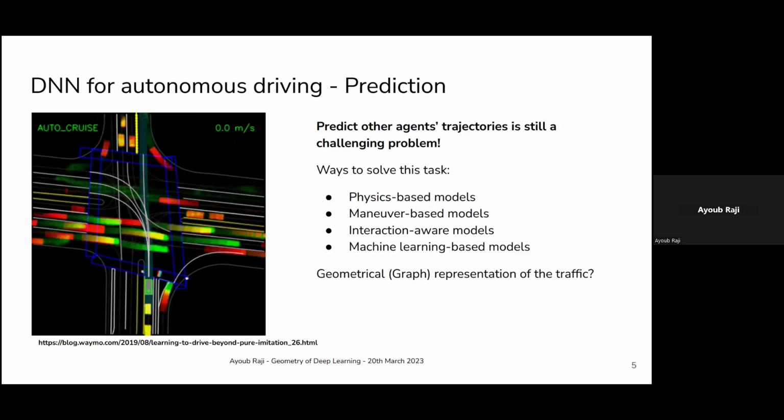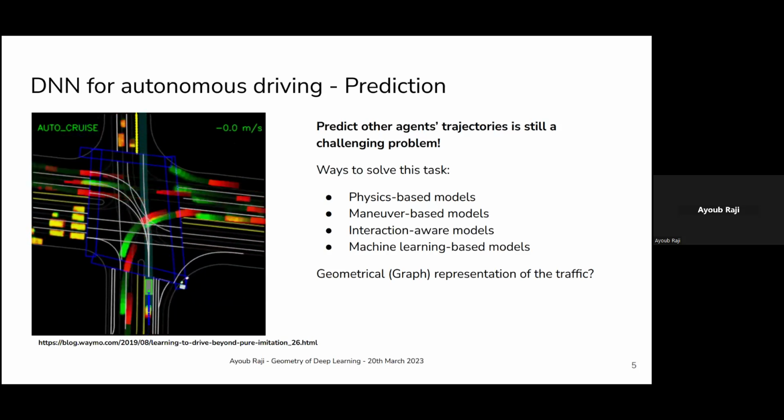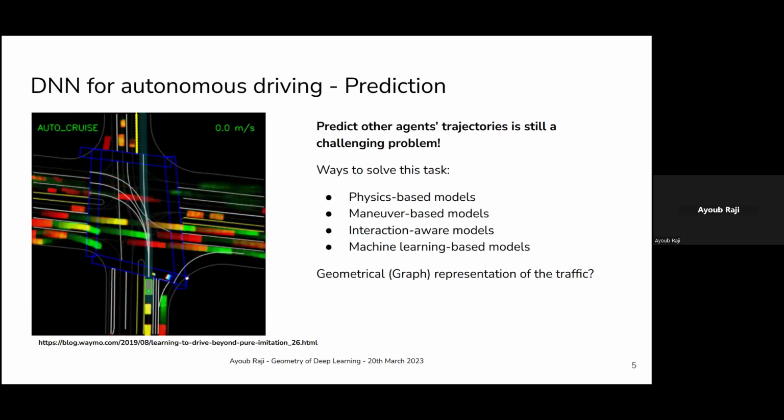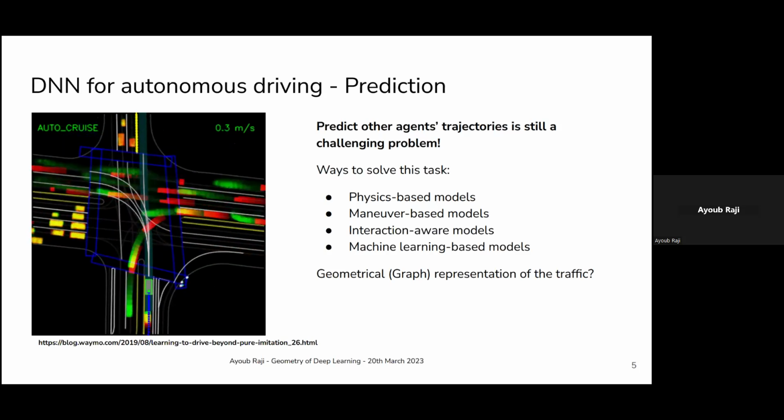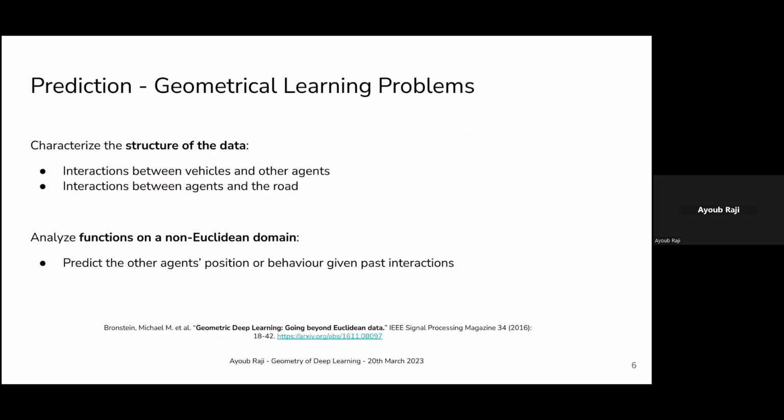So in the last 5 years, even a bit less, they started to think about geometrical representation of the traffic, which can be represented as a graph. So basically, starting from the Bronstein paper, Geometric Deep Learning: Going Beyond Euclidean Data, that has already been cited in the lectures. It can be understood that the geometrical learning problem can be seen as characterizing the structure of the data and analyzing the function of non-Euclidean domain.